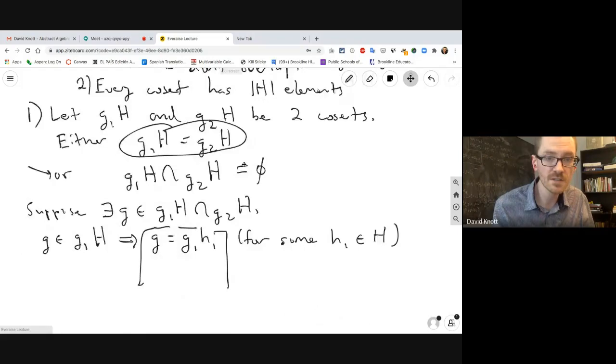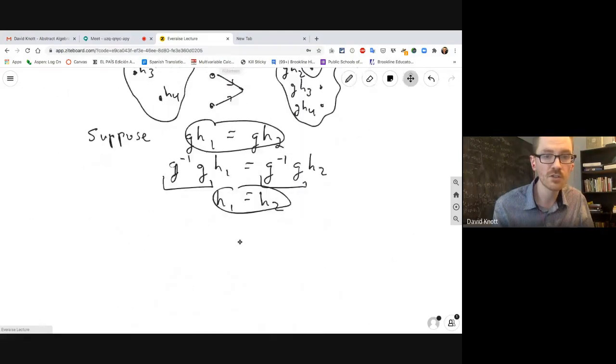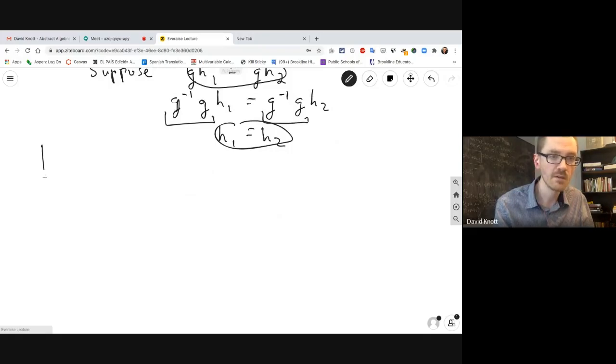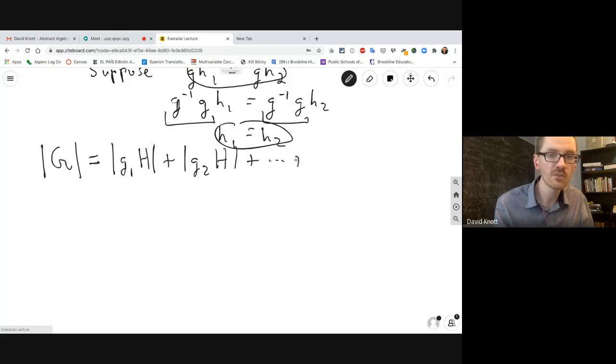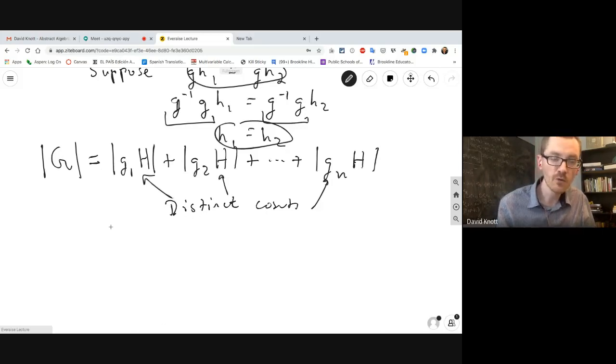So we can use all these ideas to count the number of elements in G. Here's what we can say. The order of G, that is the number of elements in G, is going to be equal to the number of elements in the first coset, G1H, plus the number of elements in the second coset, G2H, plus all the way up to, I don't know how many distinct cosets there are, let's just say it's N, GNH. These are the distinct cosets. However many there are, what I've shown is that every one of these cosets has the same number of elements as H itself.